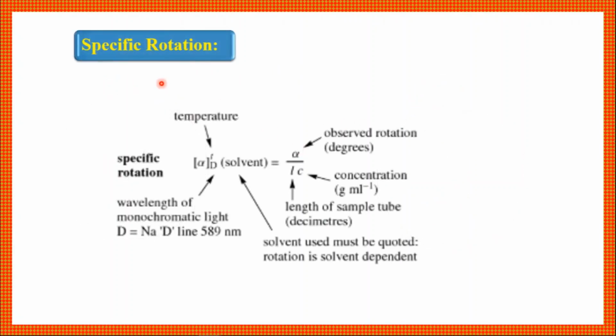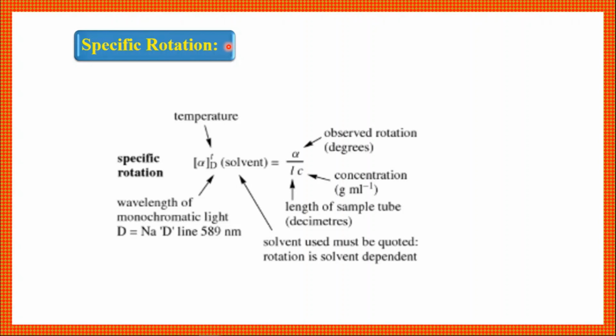Now this specific rotation. We'll see this term, specific rotation. First we'll see the definition of specific rotation. What is meant by specific rotation? Specific rotation is defined as the rotation produced by a solution of a length of 10 decimeter and a unit concentration, that is gram per ml, for a given wavelength of light at a given temperature, that is called as specific rotation.